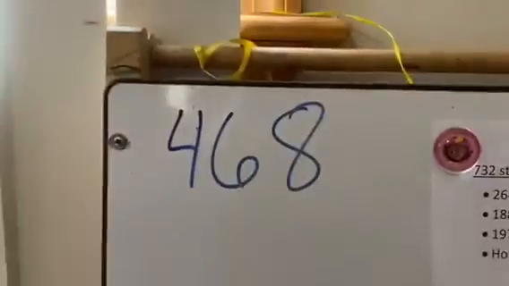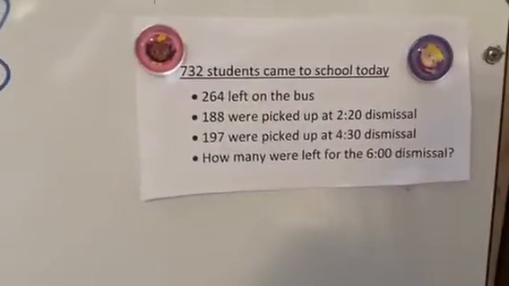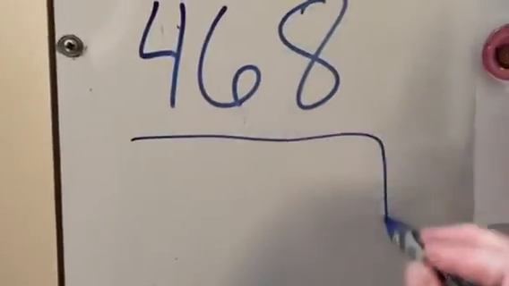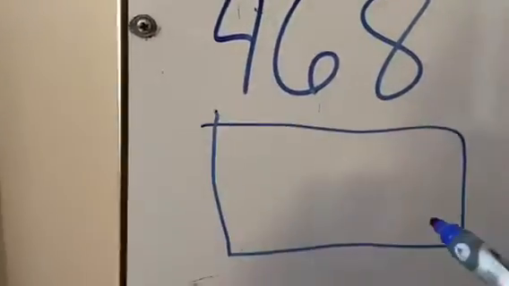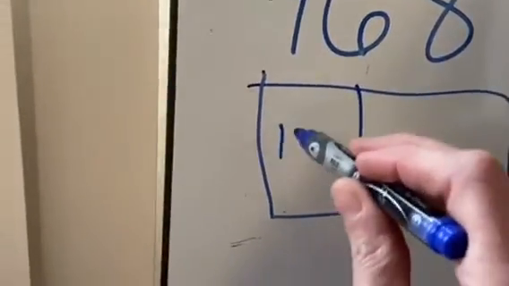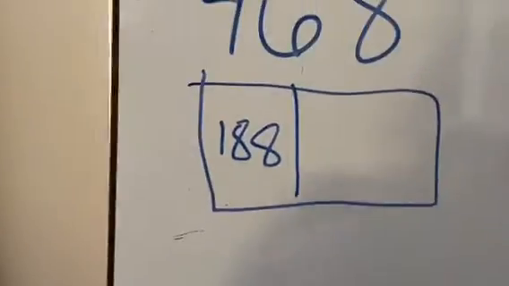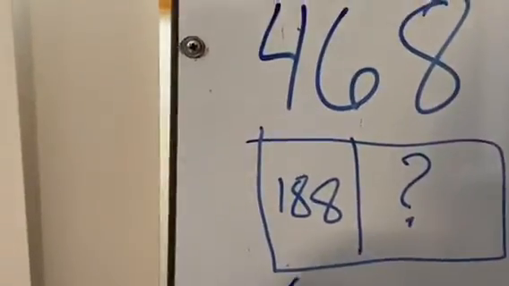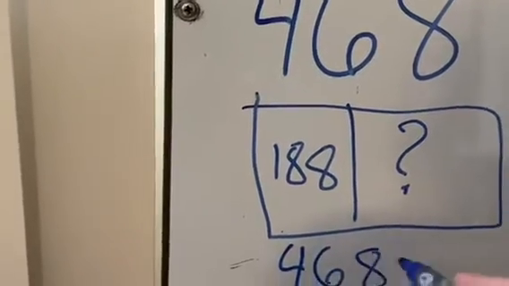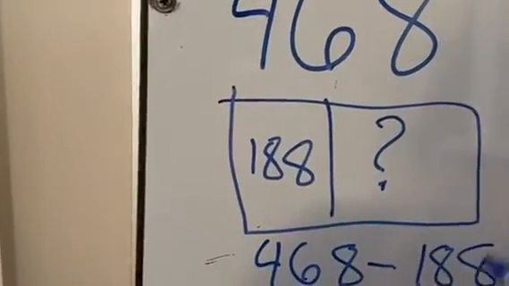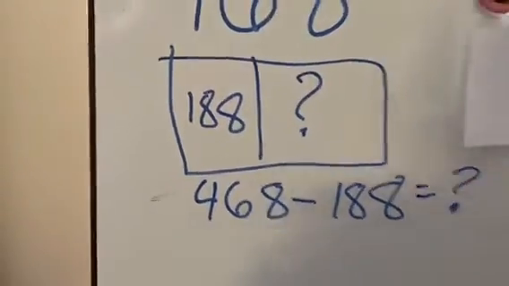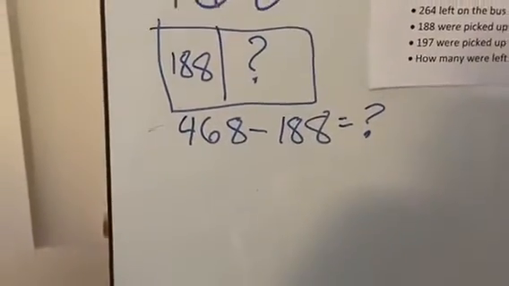With the 468 students we have left, we're going to take away 188 students for that 220 dismissal. So again, we're going to conceptualize it using a tape diagram. 188 students are leaving at dismissal. Some unknown number will be left. We know that if we take the whole and subtract away that 188, we will be left with our unknown.